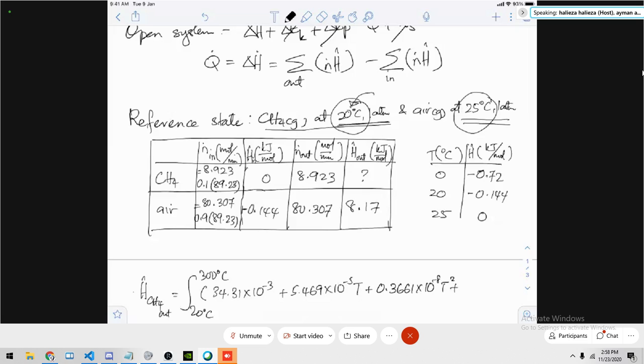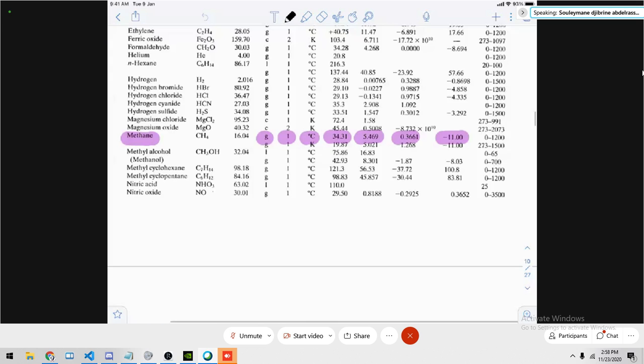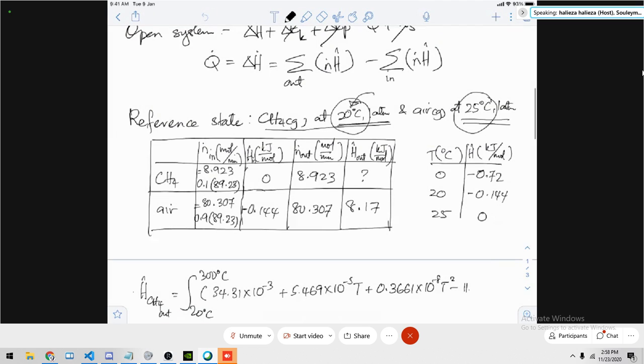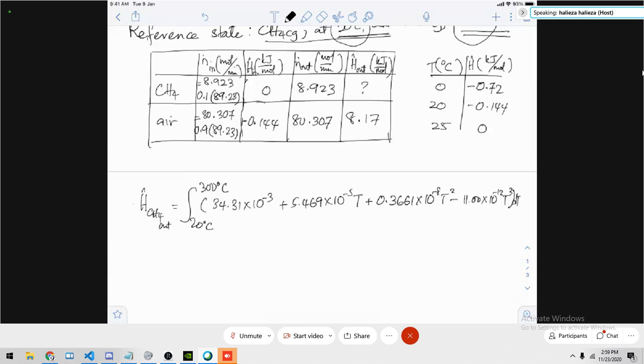And what's the last value, please? Minus 11 times 10 to the minus. Is it minus? Yes, I think so. Let's check. Minus 11. Okay, minus 11 times 10 to the power minus 12 T to the power of 3. Close the bracket dT. So now do the calculation, guys. What value will you get? Let me see whether I have it done.